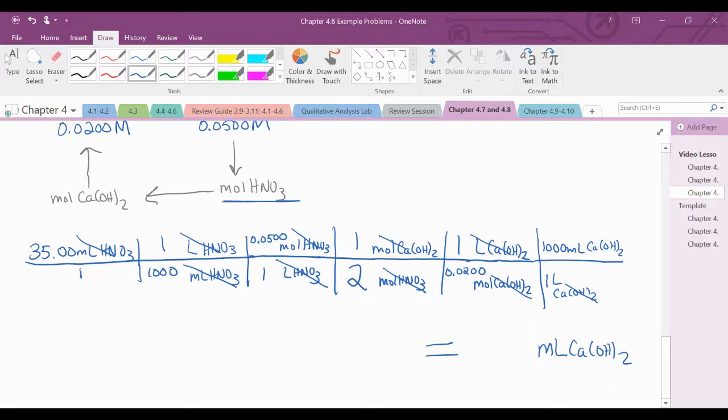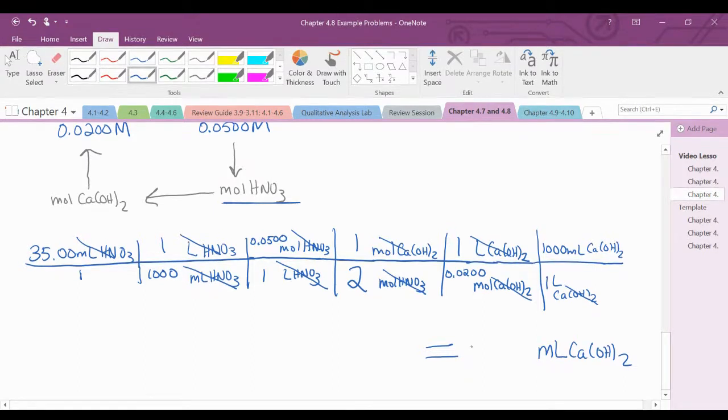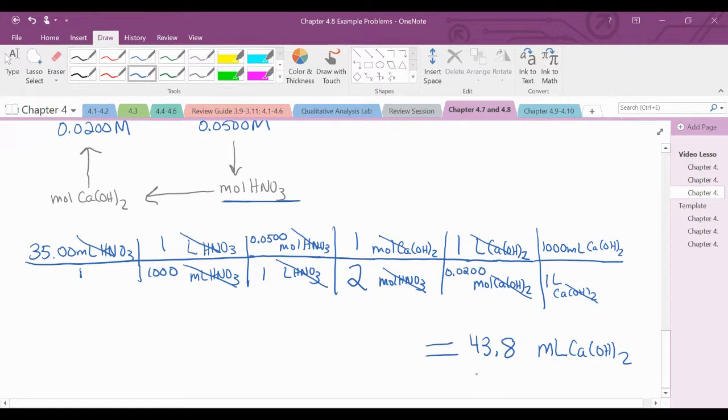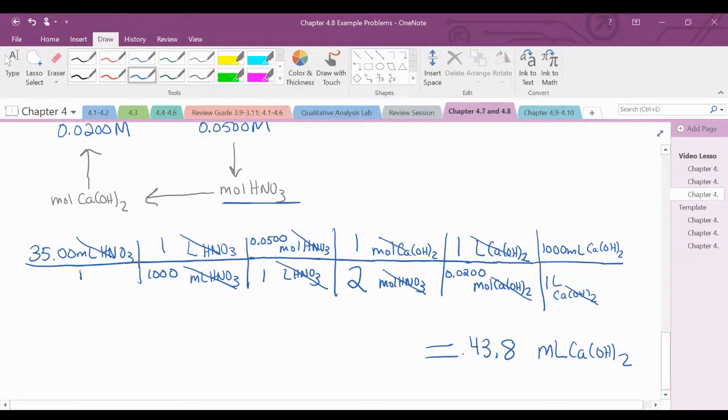Looking at sig figs, I have 4. I have 3. I have 3, so I'm going to need 3 sig figs. You get 43.8 milliliters of calcium hydroxide.